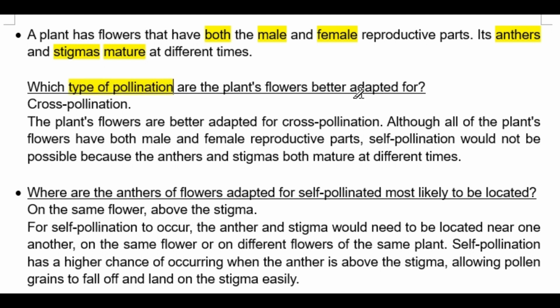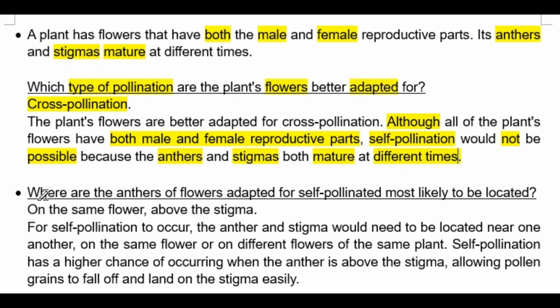Which type of pollination are the plant's flowers better adapted for? Cross-pollination. The plant's flowers are better adapted for cross-pollination. Although all of the plant's flowers have both male and female reproductive parts, self-pollination would not be possible because the anthers and stigmas both mature at different times.